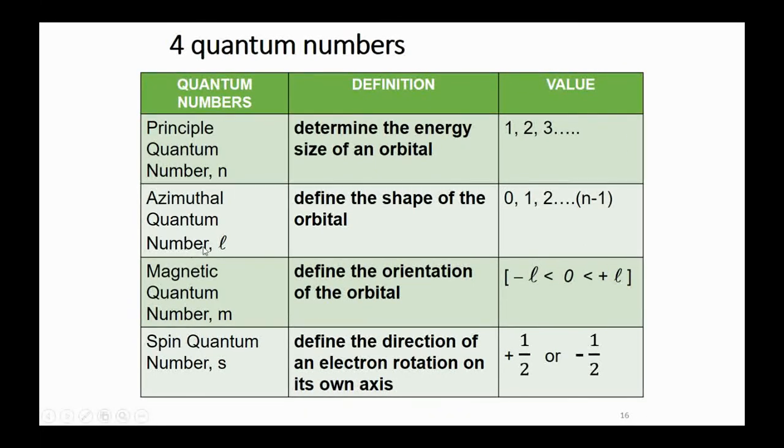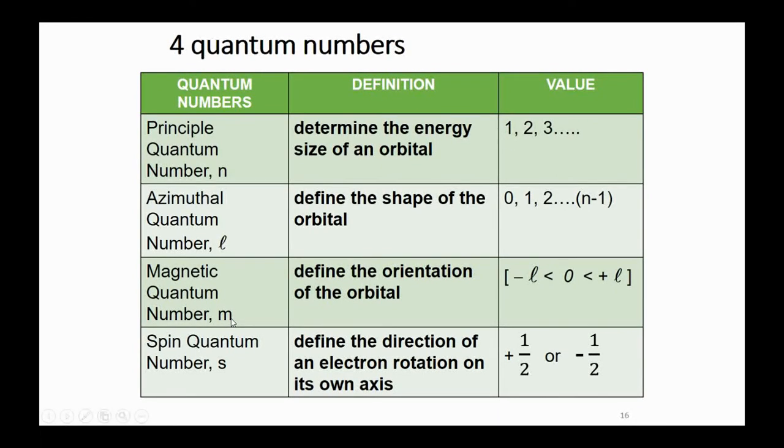For azimuthal quantum number, it is denoted by L. So L defines the shape of orbital. The numbers start with 0, 1 and 2. And the value of L must be less than the value of n.